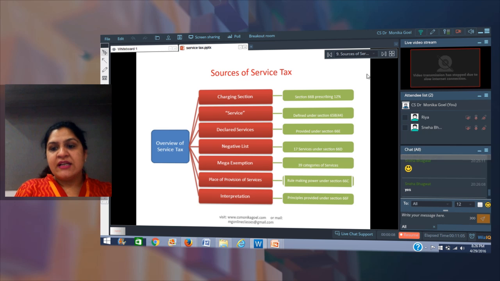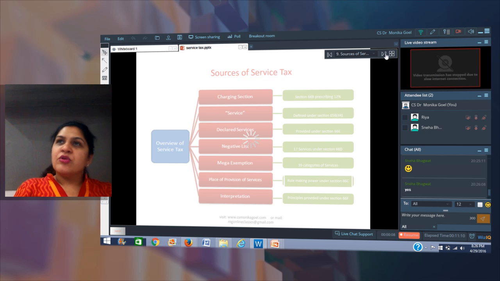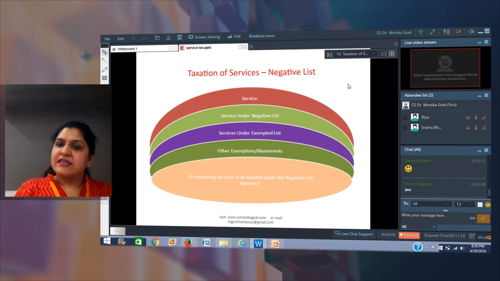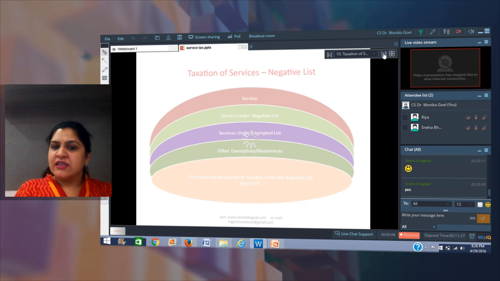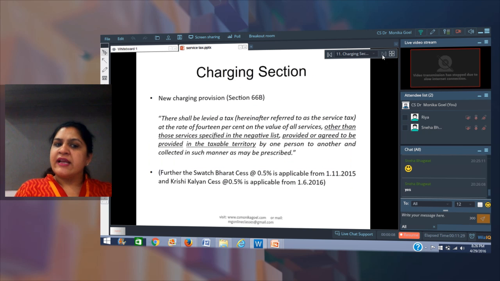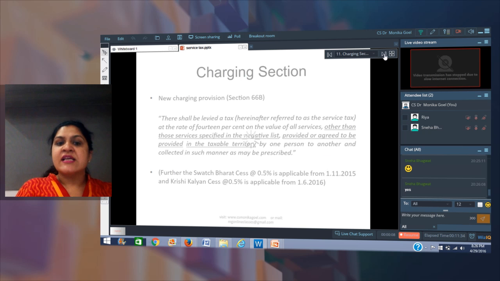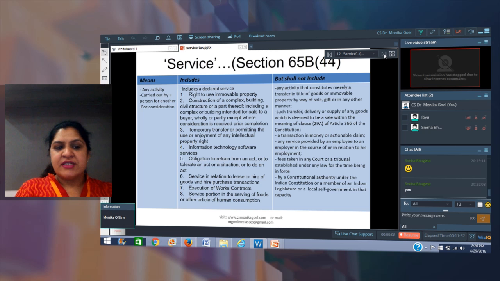Today we would be moving a little further from there, and we'll try to understand, with the help of various practical situations, whether a particular situation will amount to a service or not. And we would also look at the point of taxation. We'll look at the scope of this particular law, right? Most likely, we would be looking at the practical aspects. So we discussed the charging section, and we discussed the definition of service in the last class.